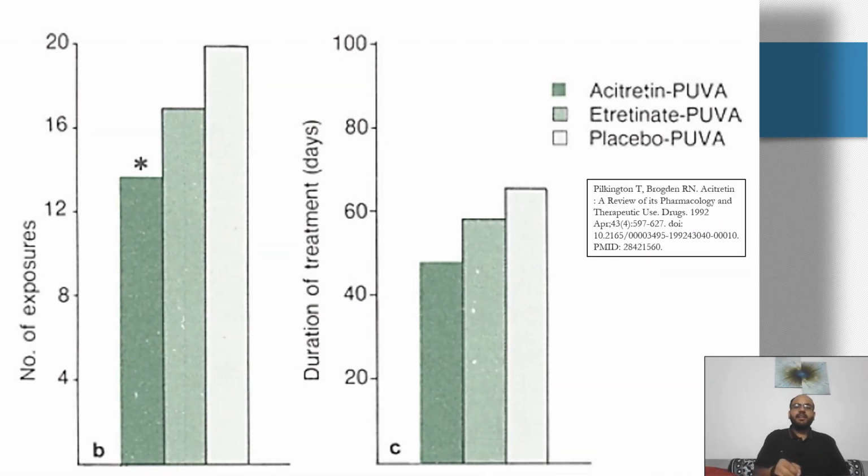So here we can see that acitretin with PUVA, which is darker green, compared to etretinate with PUVA, which is light green, compared to placebo with PUVA, which is extremely light, faded green. So we can see that the combination of acitretin and PUVA works better as compared to etretinate and PUVA, and both of them work better as compared to placebo. So the number of exposures is decreased as compared to placebo, and also the duration of treatment is decreased as compared to placebo.